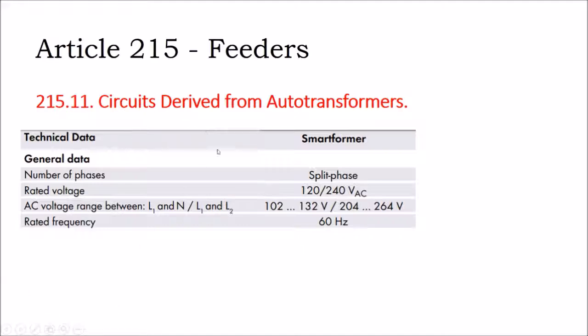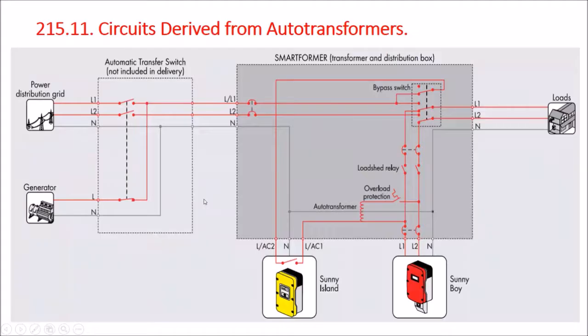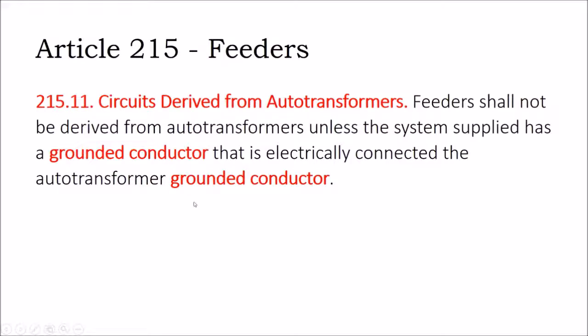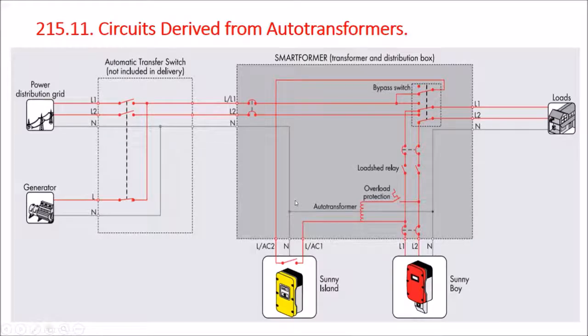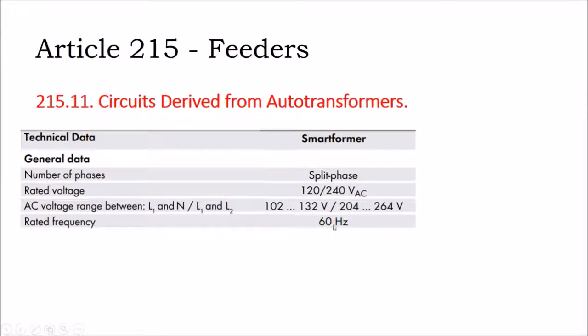And so here we have our Sunny Island, and it says feeders shall not be derived unless the grounded conductor is electrically connected to the auto transformer. You may need to tie in the neutrals together of all these systems. And then there's going to be a rule on how that neutral is connected to ground later. So the neutral is a grounded conductor, but where it connects to ground is governed by very specific rules.